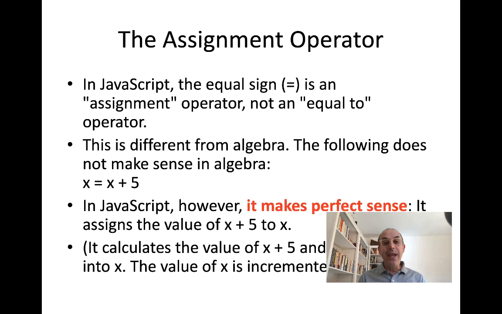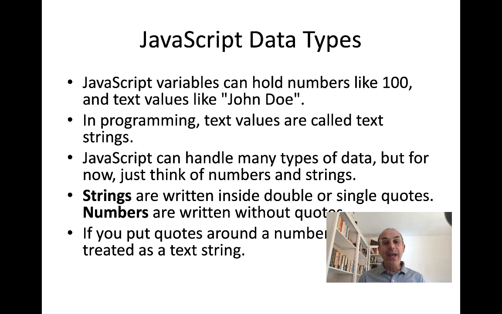The assign operator is equal sign. For example, x equals x plus 5. In JavaScript, it will make perfect sense. We assign the value of x plus 5 to x. So it calculates the value of x plus 5 and puts the result into x. So the value of x is incremented by 5. I hope it makes sense. But variables in JavaScript also hold numbers like 100 and text values like John Doe. In programming, the text values are called strings.